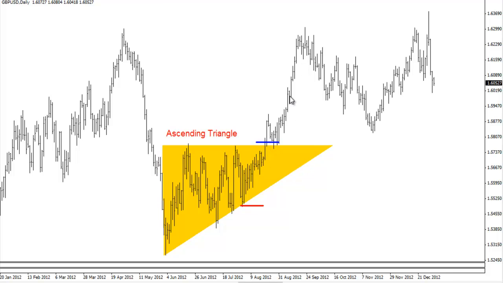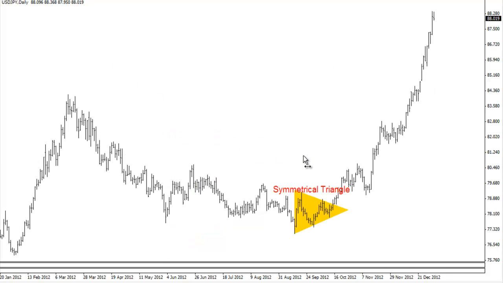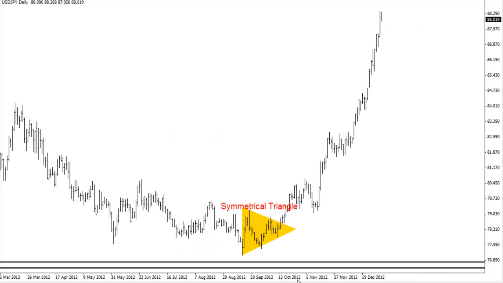As the price moves in the direction we expect, the stop loss can be moved underneath the swing lows to lock in the profits. Again, another nice ascending triangle there, nice winning trade. Look at a few more. We can see a symmetrical triangle here that's led to a huge move.